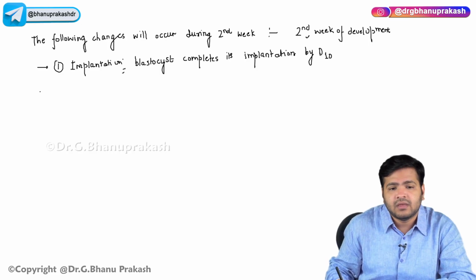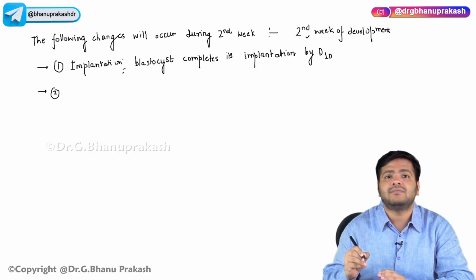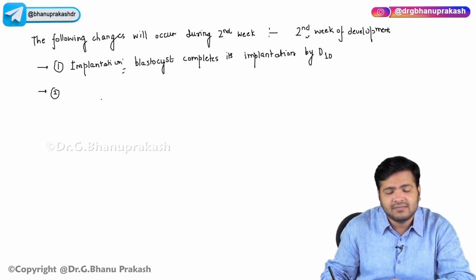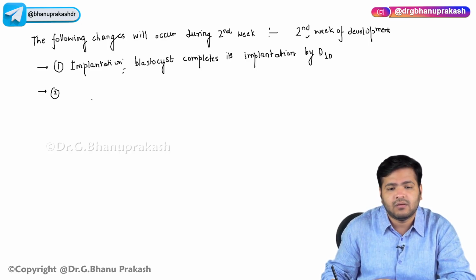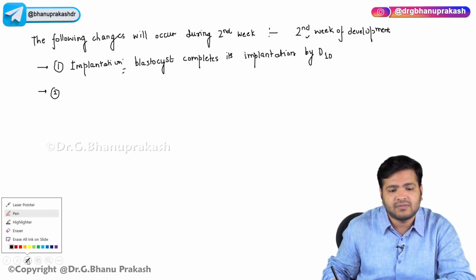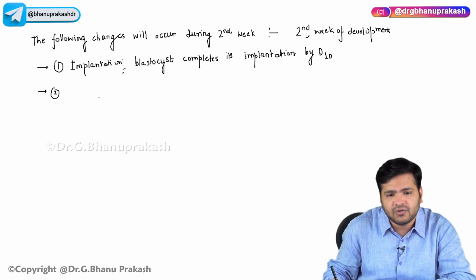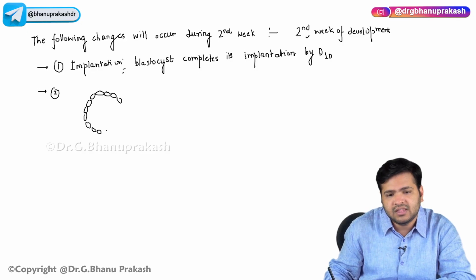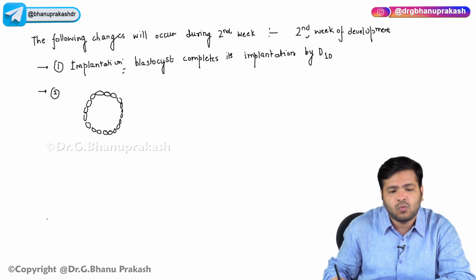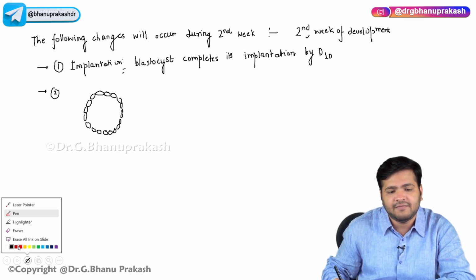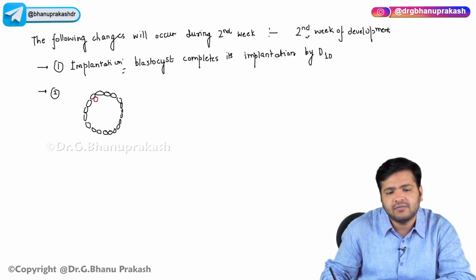Apart from that, you already know we have something called the trophoblast. Now you already know the structure of the blastocyst. Let me draw for you. We have the outer cell mass, which is arranged in the periphery, and along with that, at one corner, we have the inner cell mass.